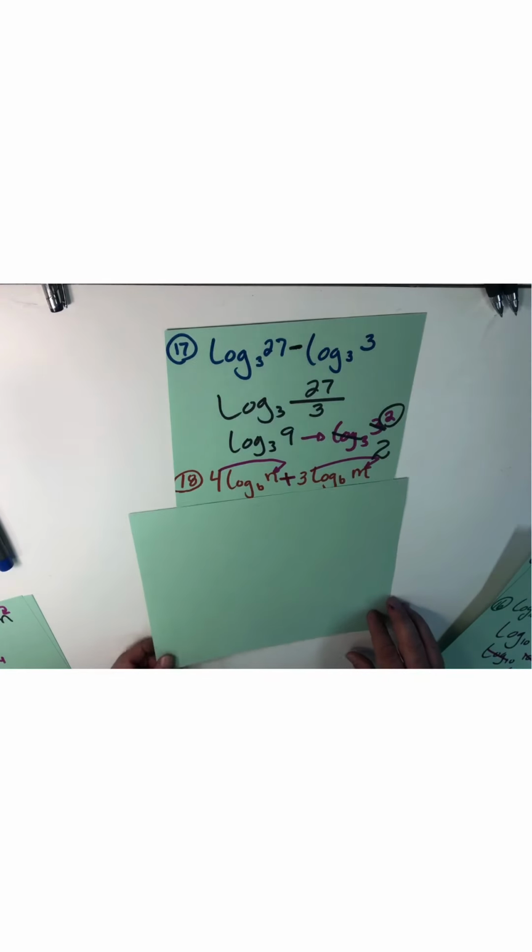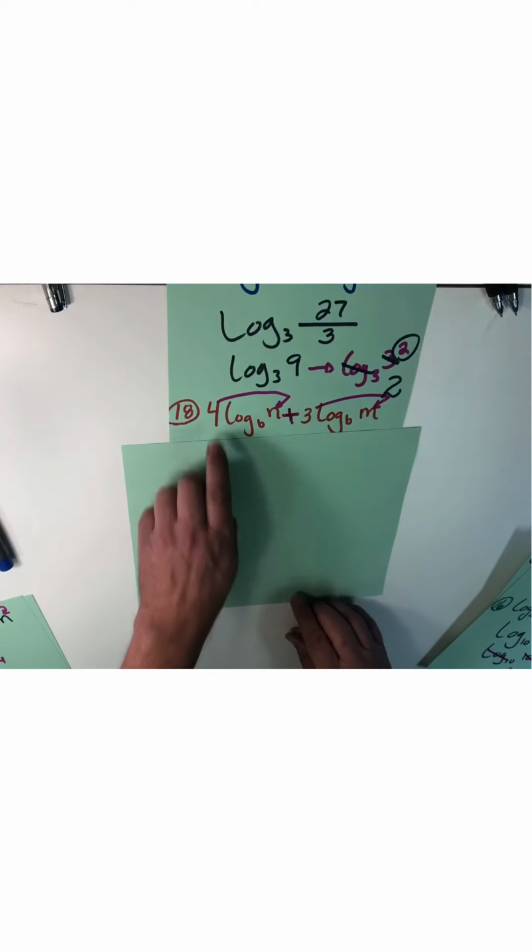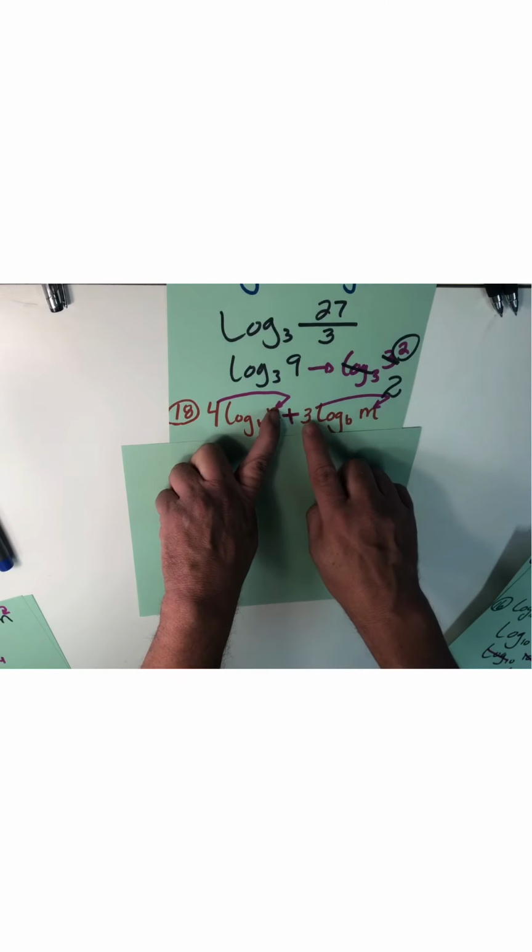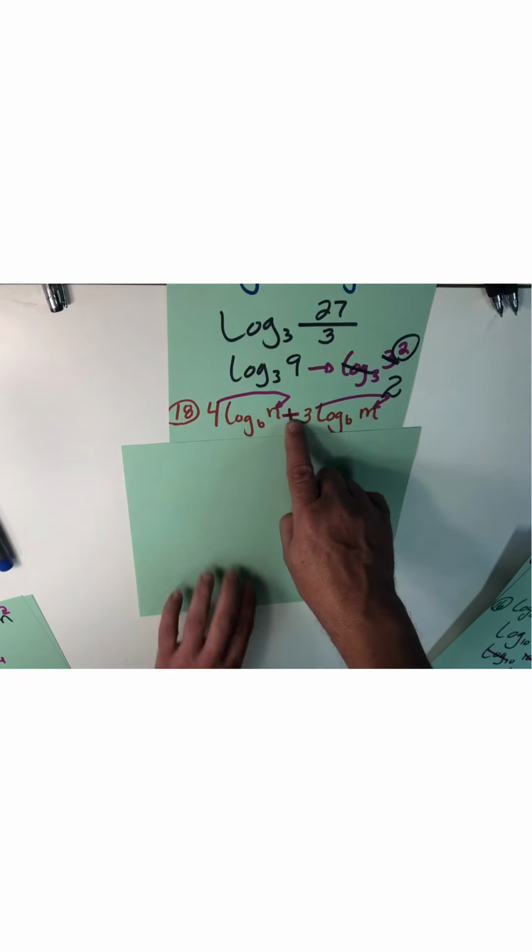Okay. Number 18. I have a power here, n to the 4th. I have a power here, m cubed. And of course, a plus, which is going to turn into multiplication. So log base b of n to the 4th times m cubed, right?